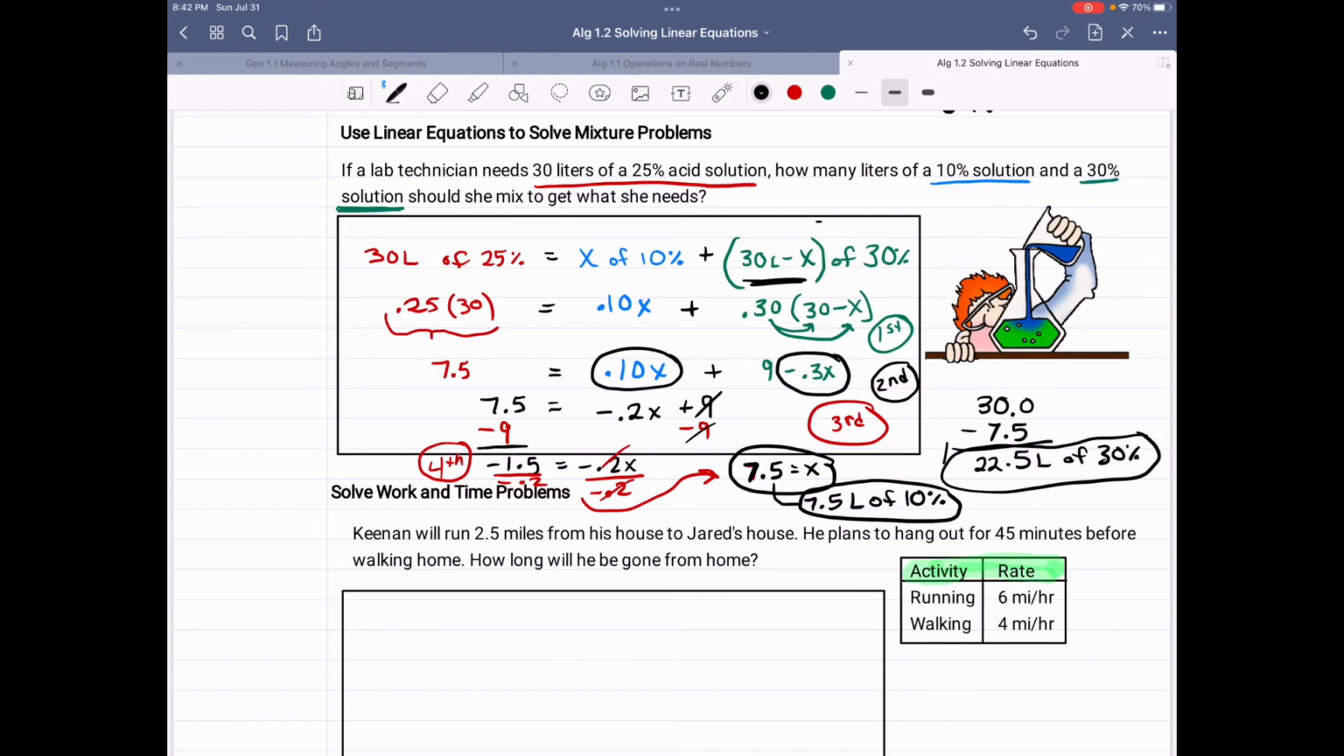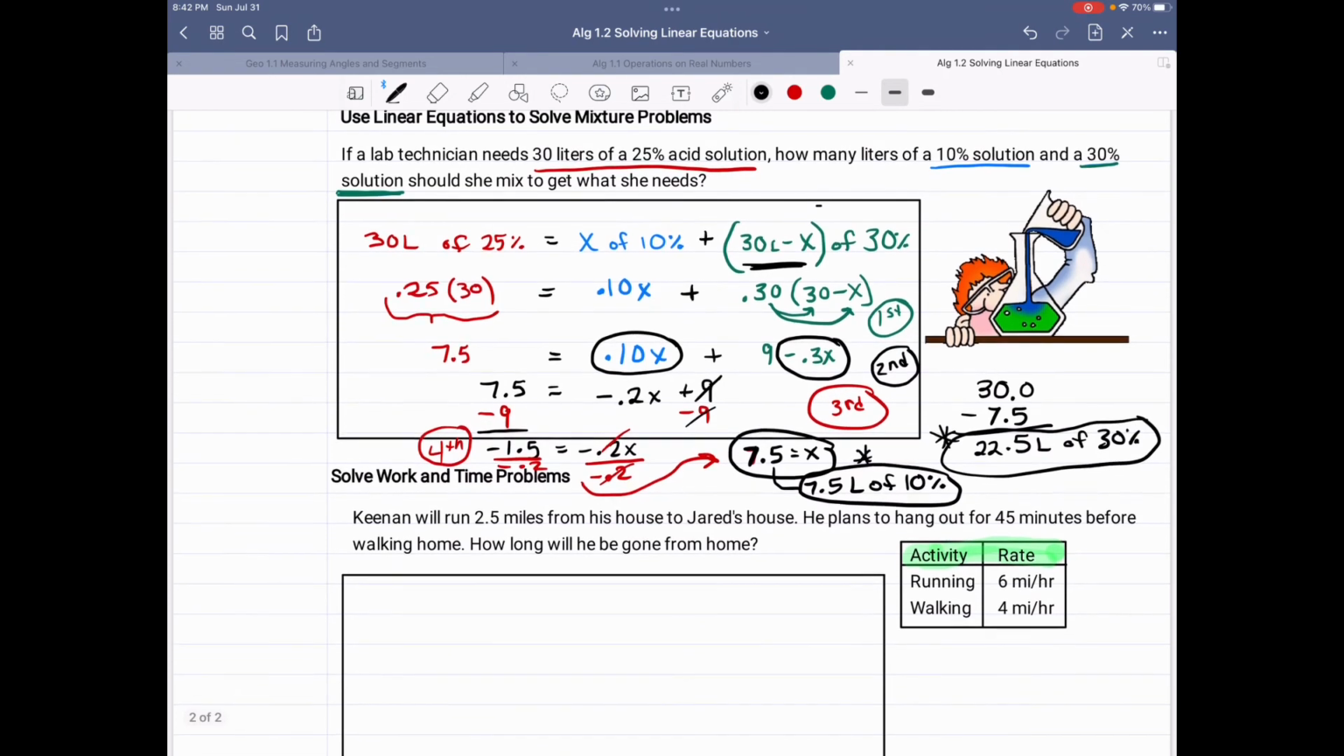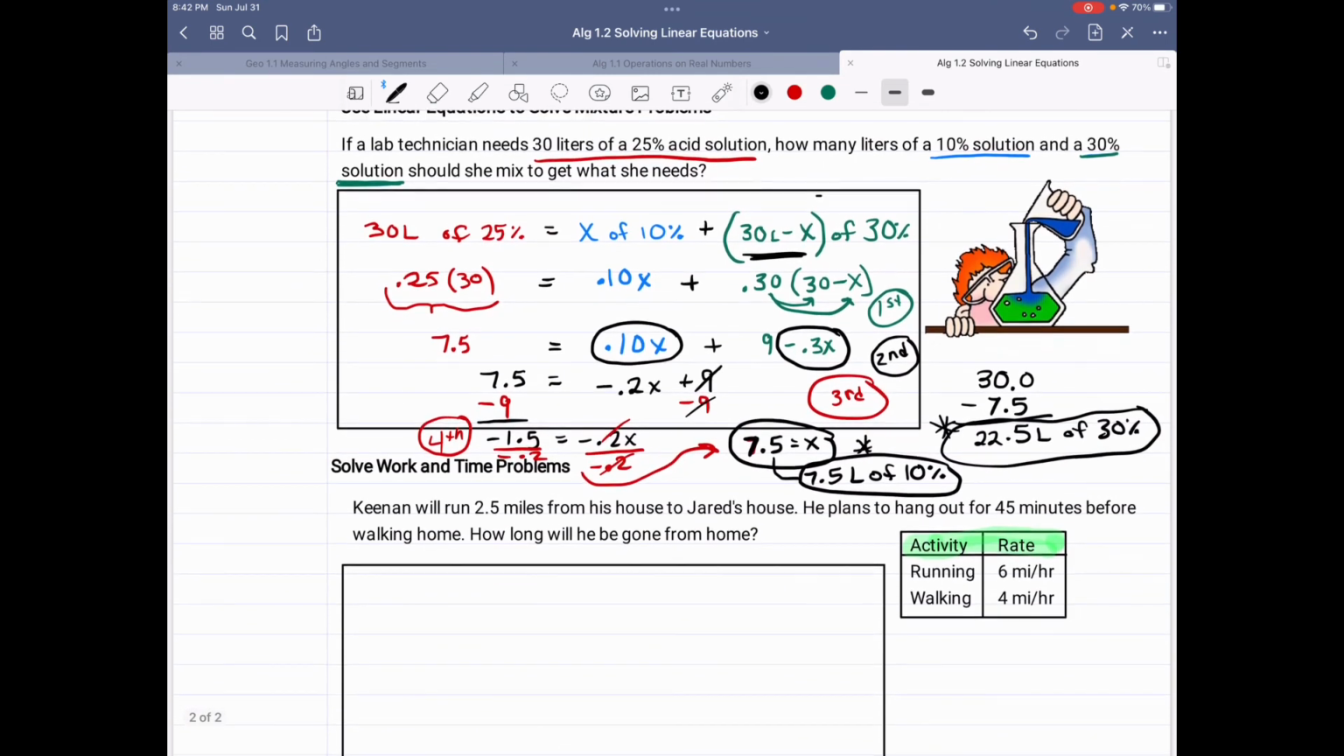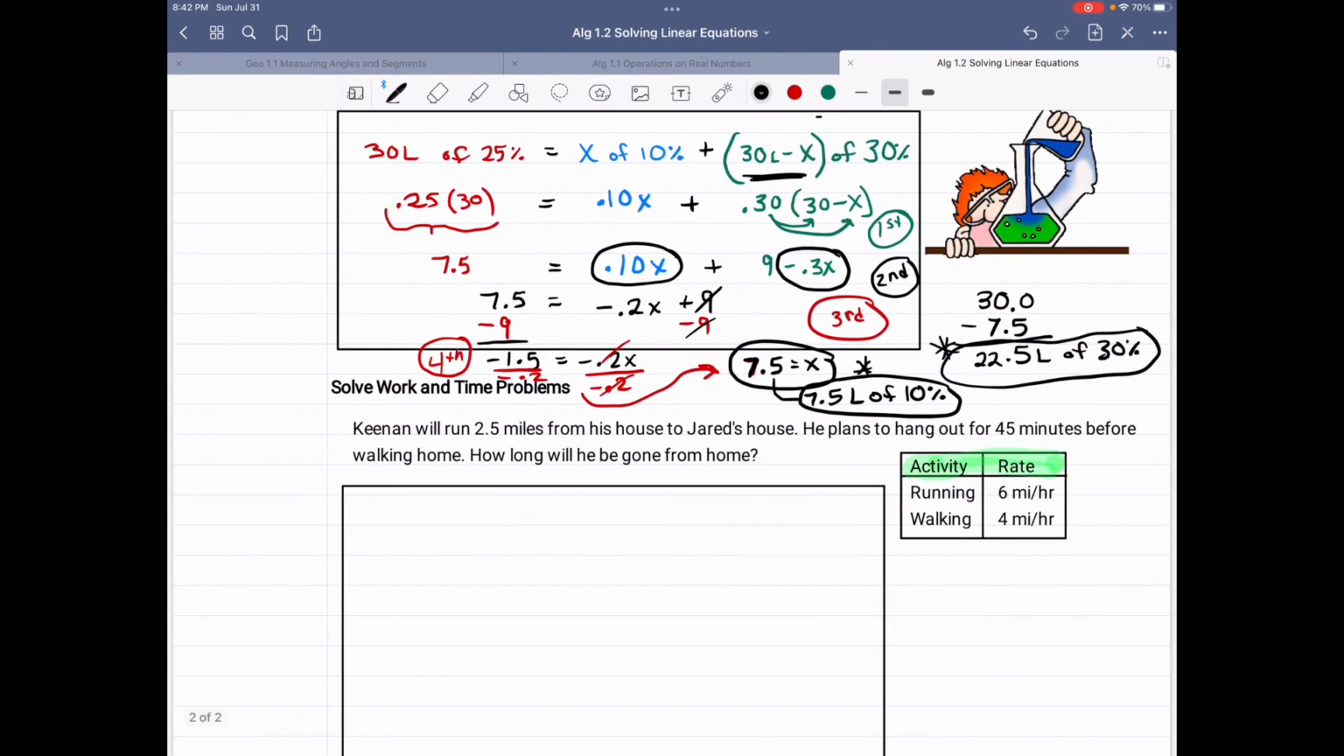Okay. On to our next problem. Those mixture problems are tricky, so we'll have plenty of practice with that. And feel free to watch this video again. It's on your Canvas.